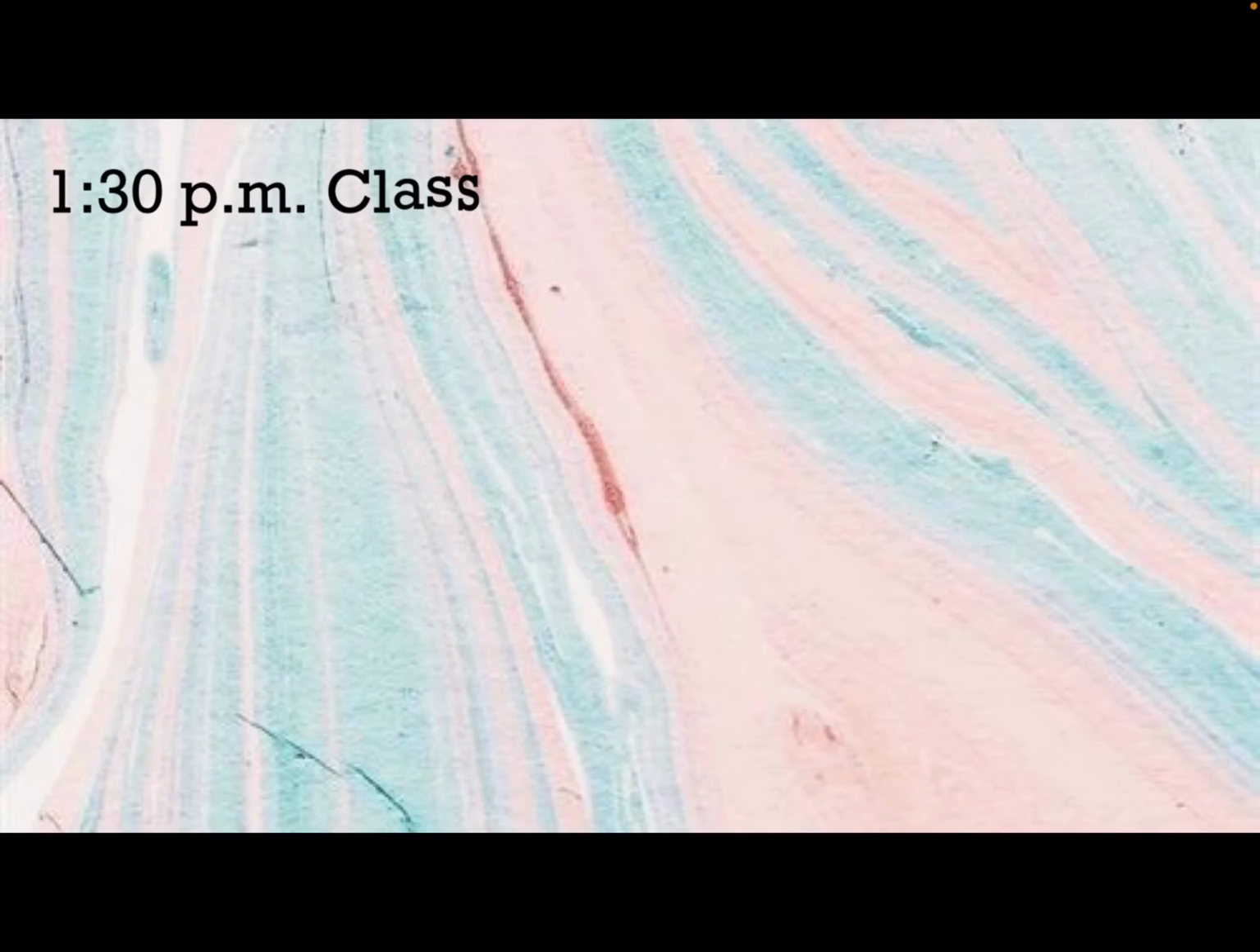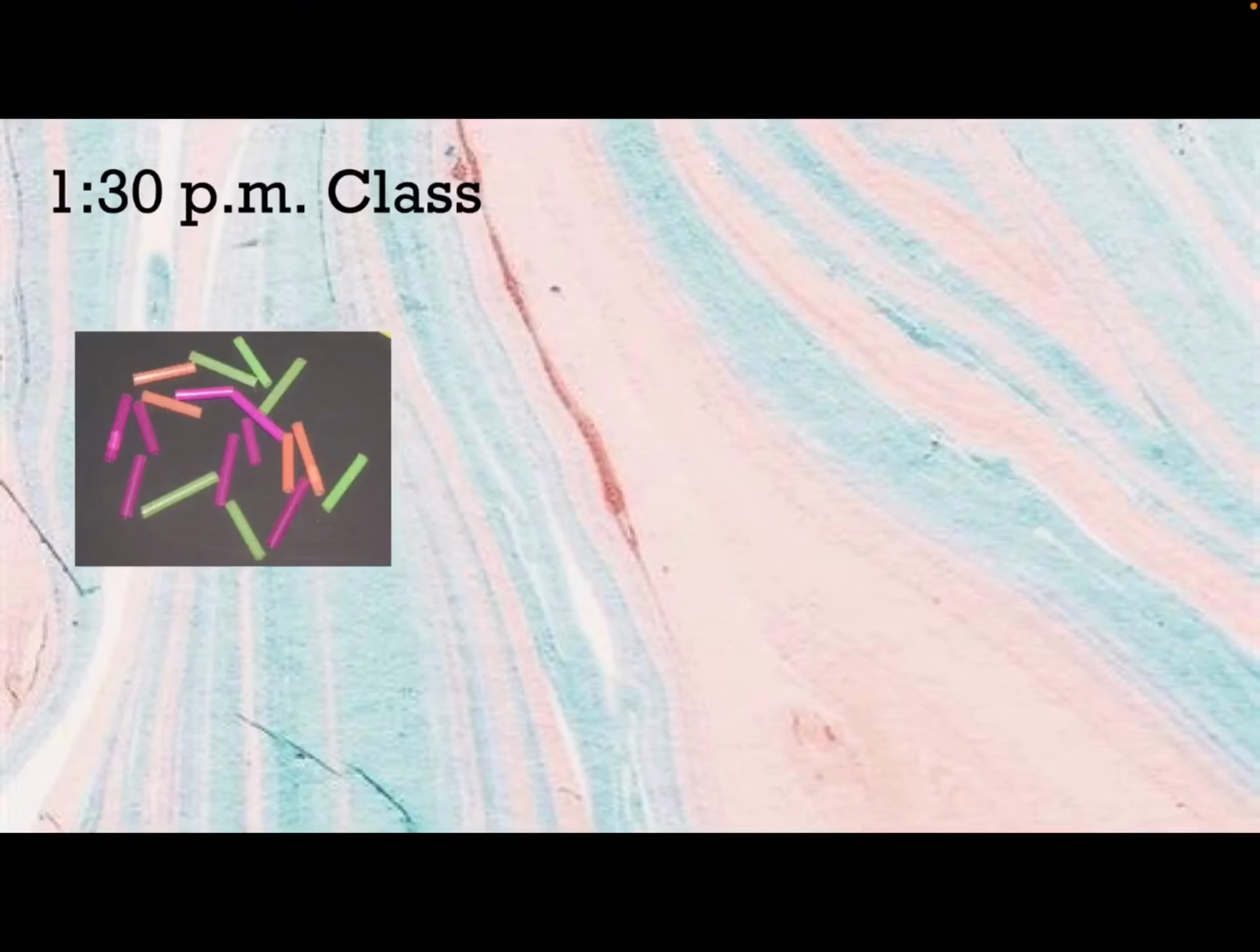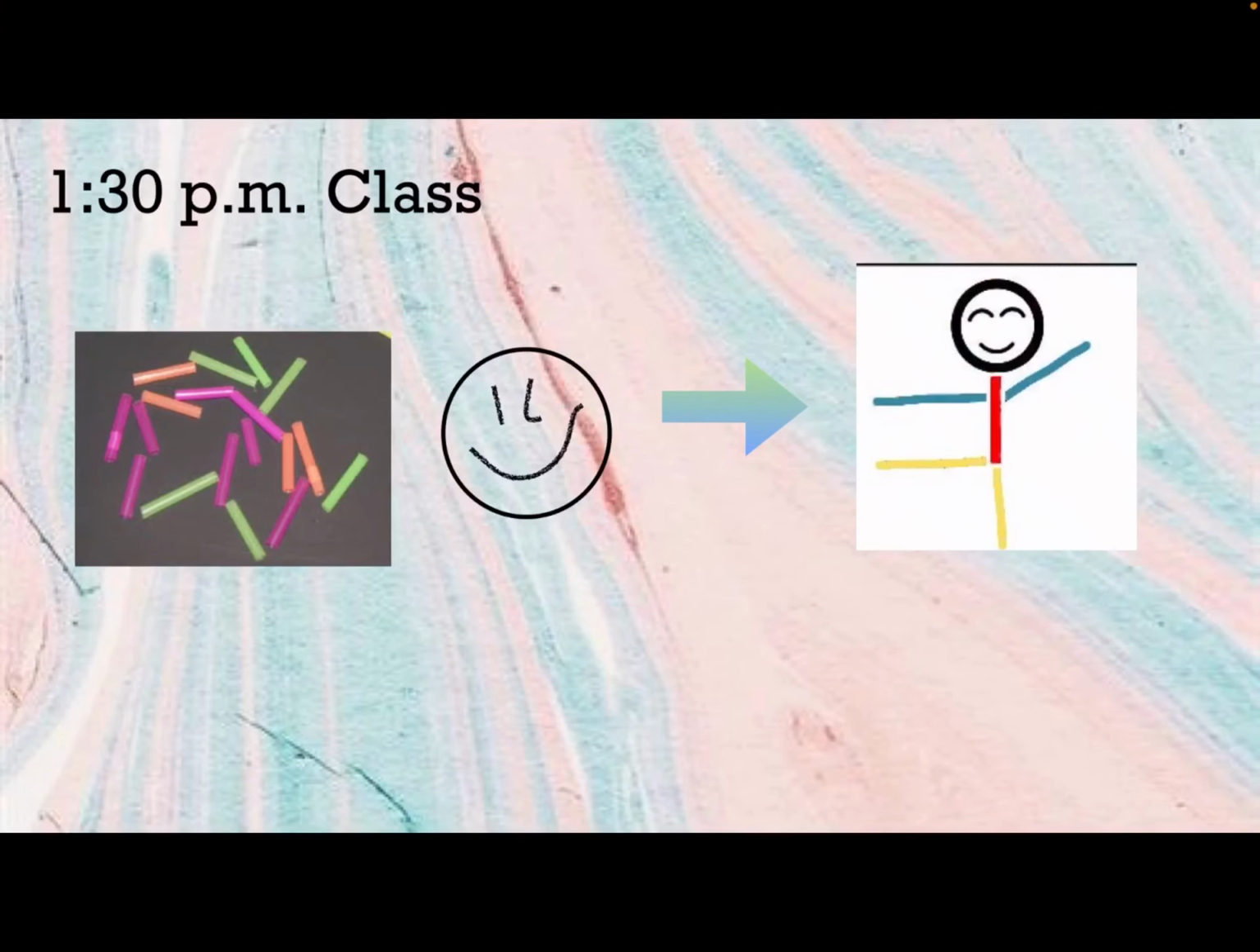And on our 1:30 p.m. class, we are going to imitate some movements, okay? I'm going to show you some movements, and you guys are going to imitate them. And then, with the little pieces of straw, the little circle with the happy face, I'm going to present to you several images that you have to reproduce with the straws and the circle, okay? So that's what we're going to do so we can help you improve your logical thinking, okay?